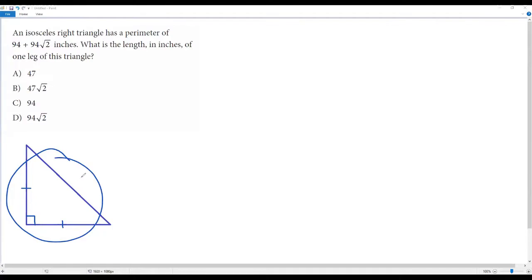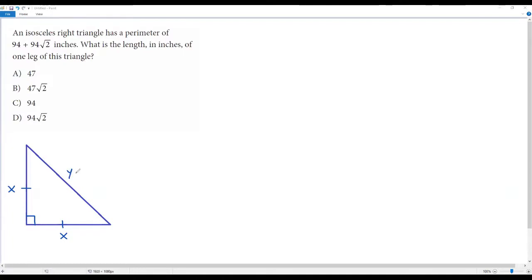Because if a triangle is isosceles, then two of the sides must be equal. So I assume this leg and this leg are equal, because the hypotenuse is the longest side. Since this leg and this leg are equal, if I assume x as the length of this leg, this leg also must have the same length x. Now let's find the length of the hypotenuse in terms of x. Let me assume y as the length of the hypotenuse.